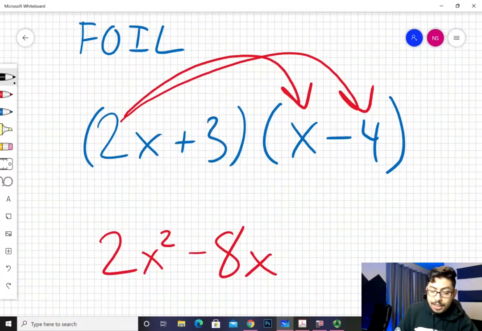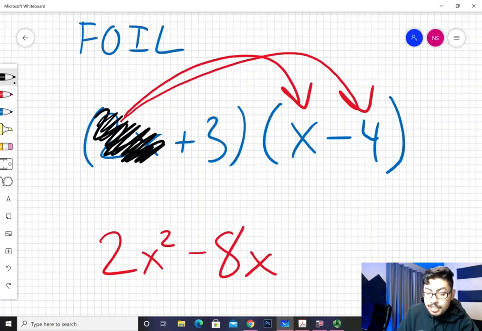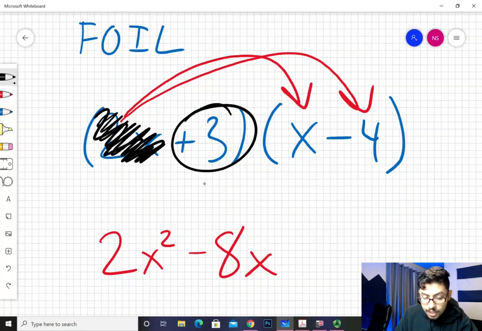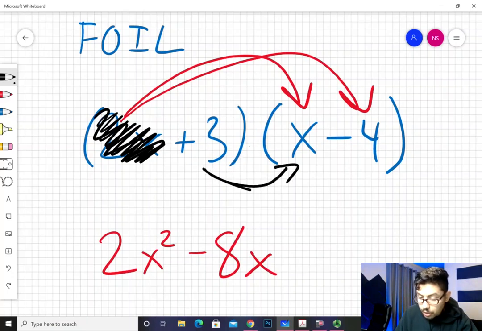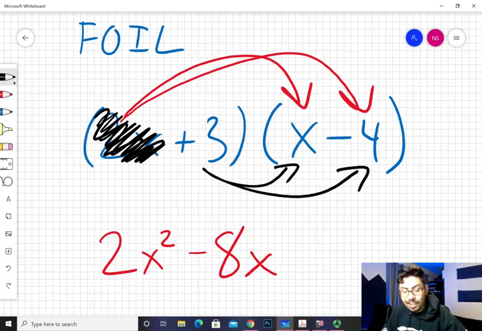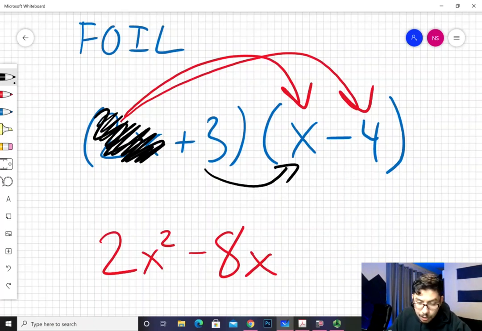But now that we got that, we hide the first one, the 2x, and now this is the ringleader, and we do the same thing. We distribute the +3 to the other two. And what do we get when we do that?